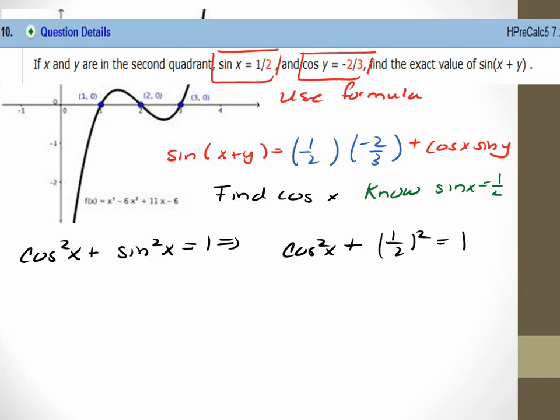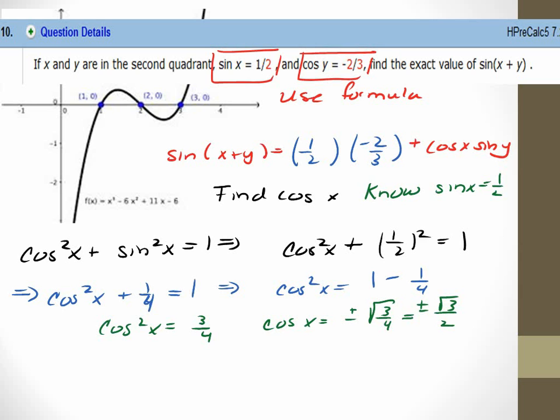Cosine squared plus sine squared is 1. Well, I know that sine squared is 1/2 squared. I didn't put the minus because squaring a minus is the same thing as squaring a plus, so I left it out. But I can now solve for cosine squared. Cosine squared x plus 1/4, that's 1/2 squared, is equal to 1. Solve for cosine squared, you get 1 minus 1/4, which is 3/4.